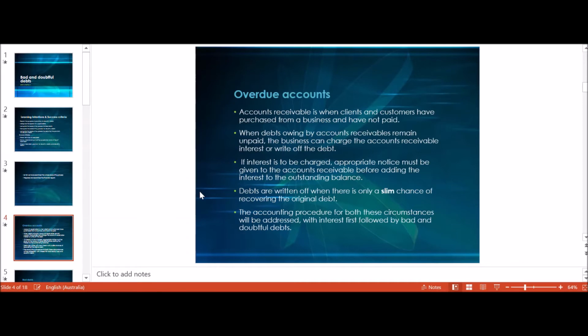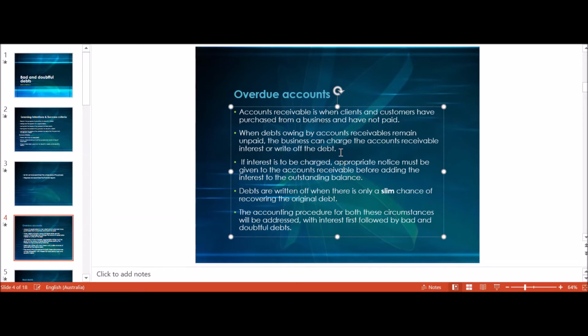So with bad debts, we have overdue accounts. They're basically our overdue accounts, and they're customers that have not paid the amounts that they owe us. They're generally accounts receivable. Accounts receivable, as you recall, are people that owe us money, and they've purchased items off us, normally inventory, and they're going to make an agreement they're going to pay us back later.